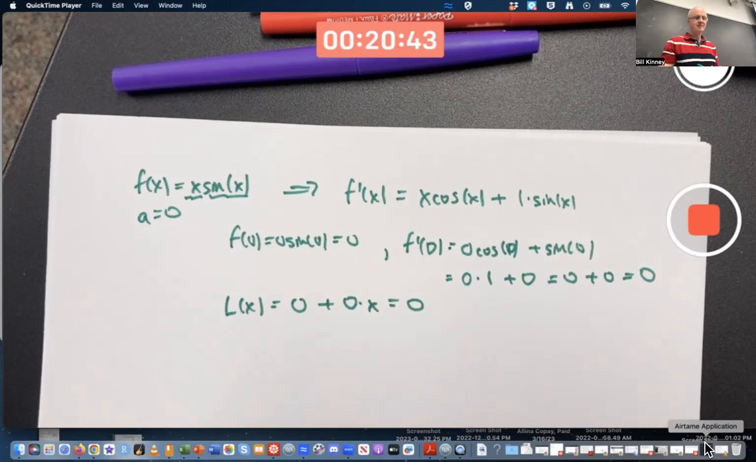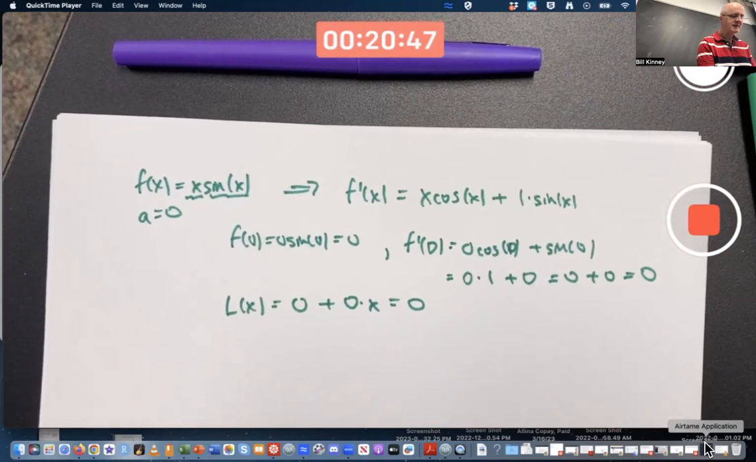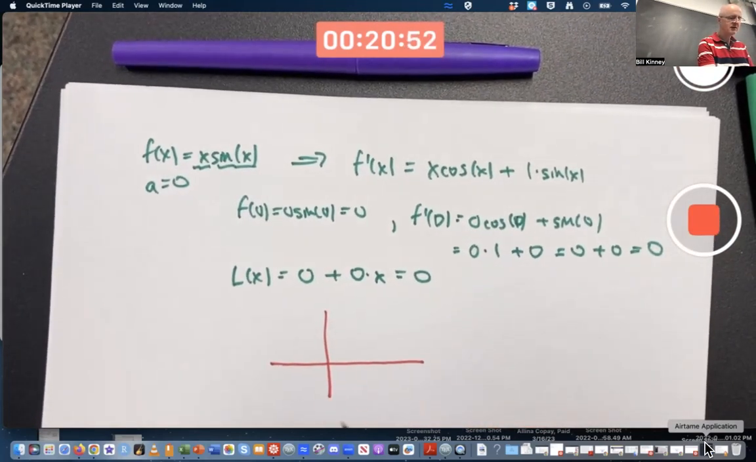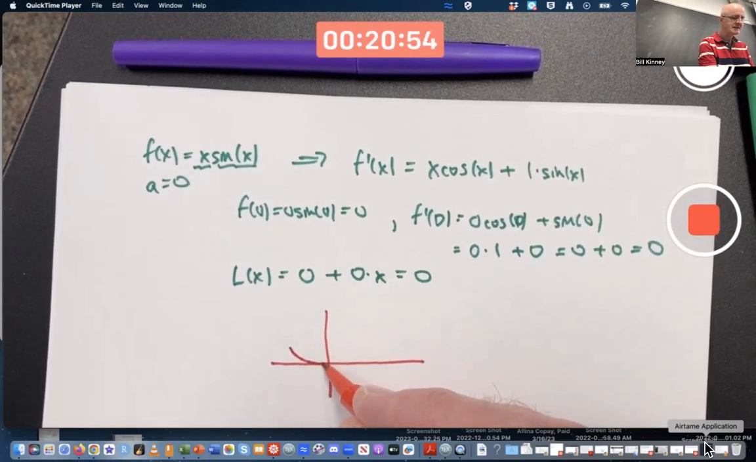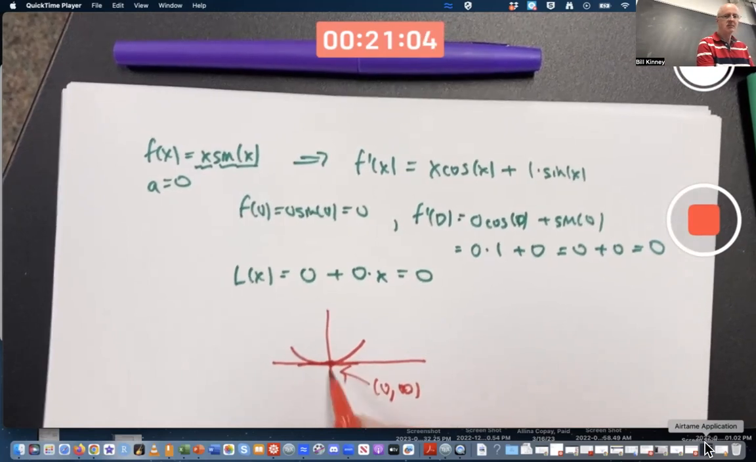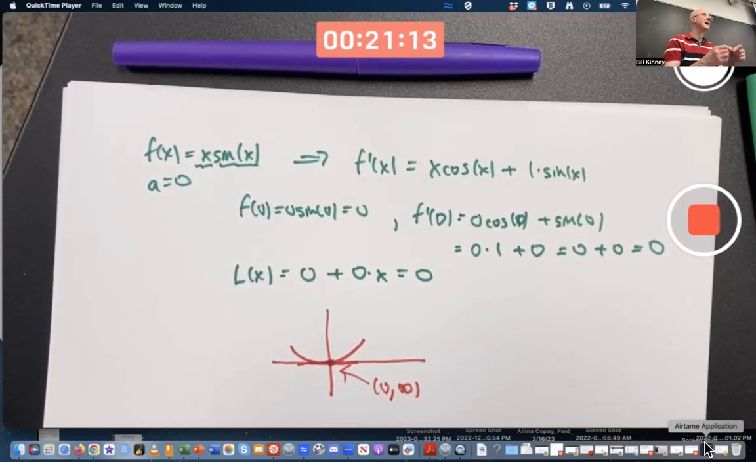Why did that happen? Well, it's because f of 0 and f prime of 0 are both 0. Graphically, if you graph x times sine of x near 0, it's going to go through the point 0, 0, and it's also going to have a slope of 0. It's going to look like a parabola near there. We can check this in a second. So the best tangent line approximation at that point is a horizontal line through the origin, in fact.